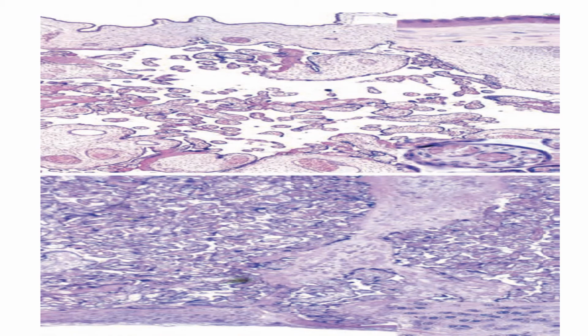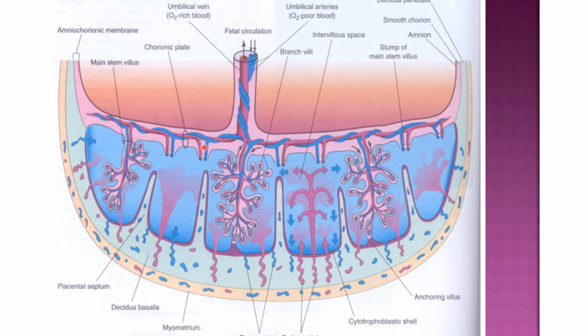This is a thin layer of the syncytial trophoblast, with capillaries tending to be located in the periphery of the villi. So these are the microscopic structures of the placenta. Here you can see the maternal surface and the fetal part. These are the fetal surface of the placenta.